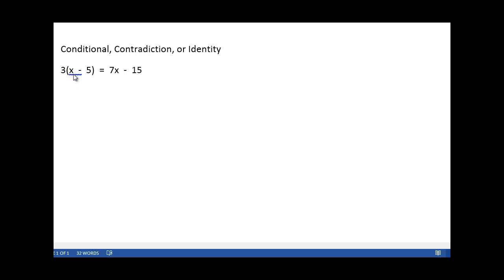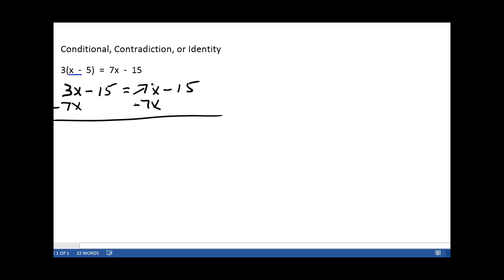So we're going to multiply 3 times the quantity x minus 5, and that gives us 3x minus 15 equals 7x minus 15. We're going to isolate our variable, so I'm going to subtract 7x from both sides of the equal sign. 3x minus 7x is negative 4x minus 15 equals negative 15.